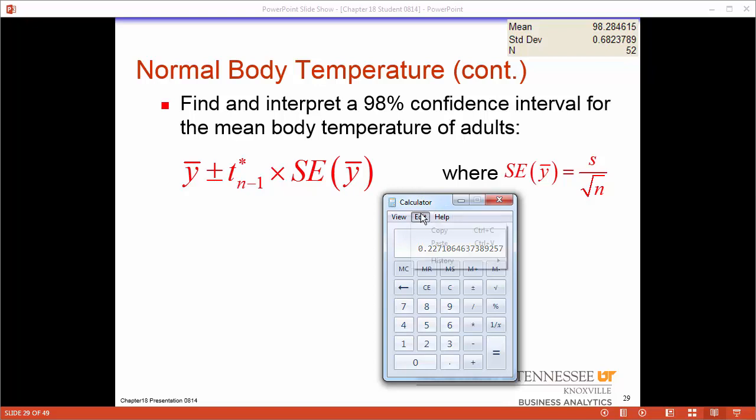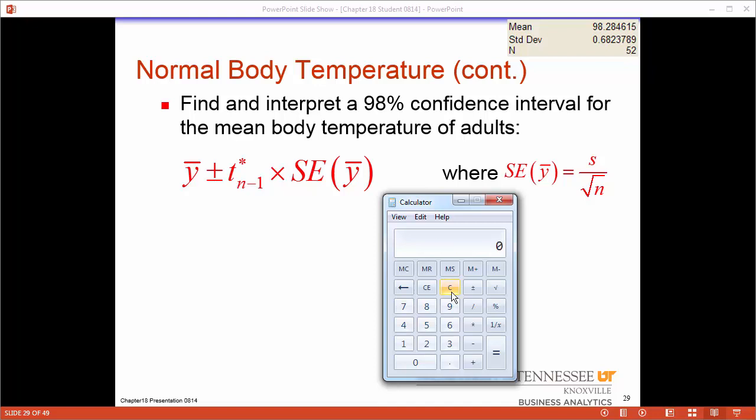2.2271. I'm going to copy this because I'm going to need to use it twice here. Remember, this is the margin of error. So I take the estimate, the point estimate or best estimate, and I subtract the margin of error. For 98.06, that is the lower portion of our confidence interval, 98.06. So I'd write that down now, 98.06.